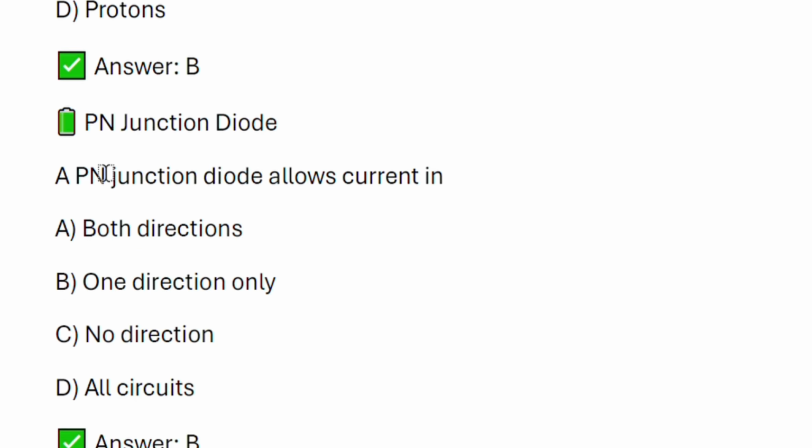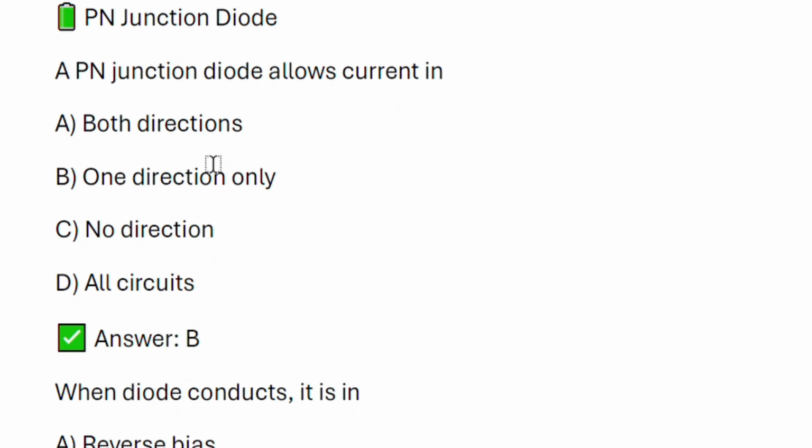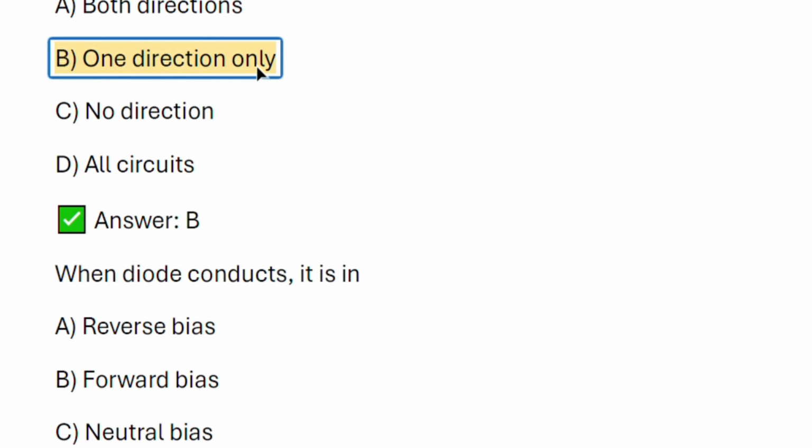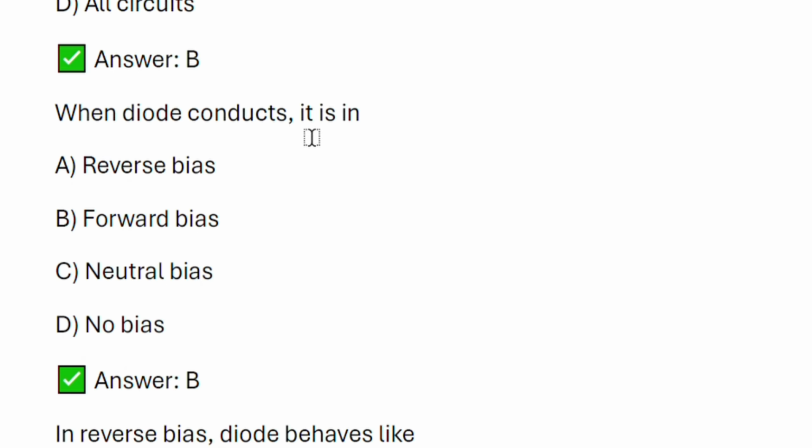Next question. From the PN junction diode. First question. A PN junction diode allows current in both directions, one direction only, no direction, all circuit. The correct answer is option number B. Next question. When the diode conducts, it is in reverse bias, forward bias, natural bias, no bias. The correct answer is option number B, forward bias.